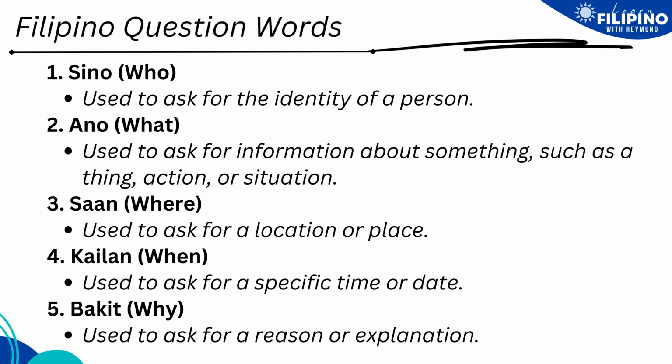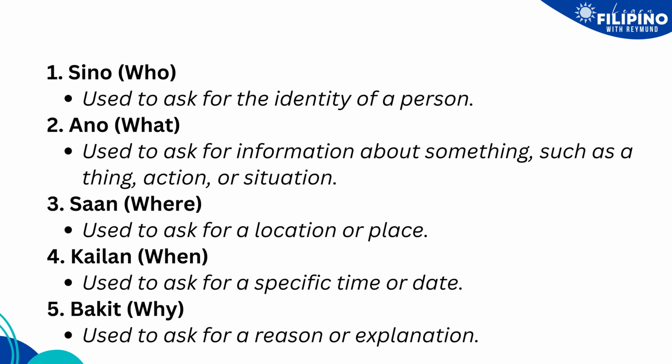The third one is saan, which translates to where in English, and this is used to ask for a location or place. The fourth one is kailan, which means when, and is used to ask for a specific time or date. And the fifth one is bakit or why. This is used to ask for a reason or an explanation.